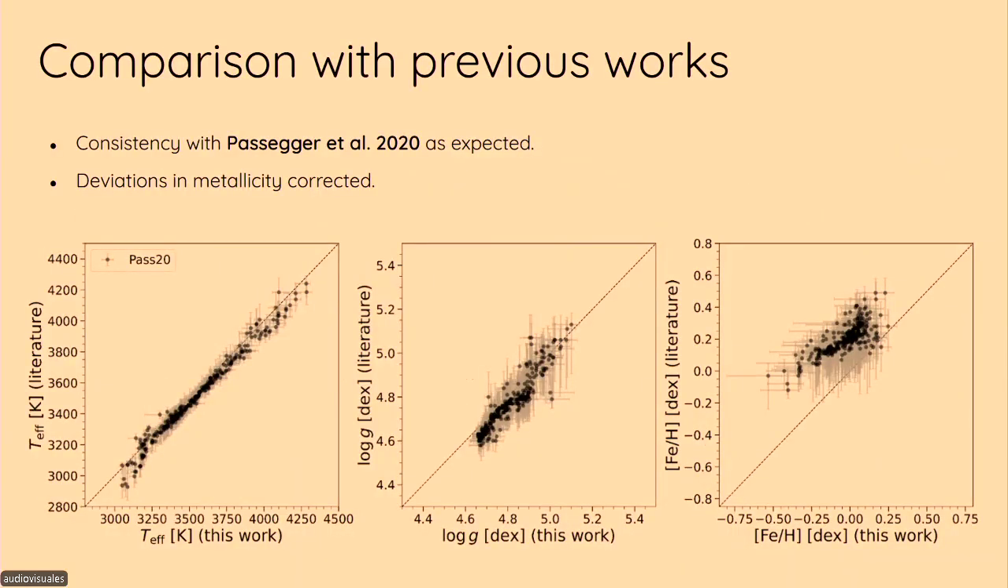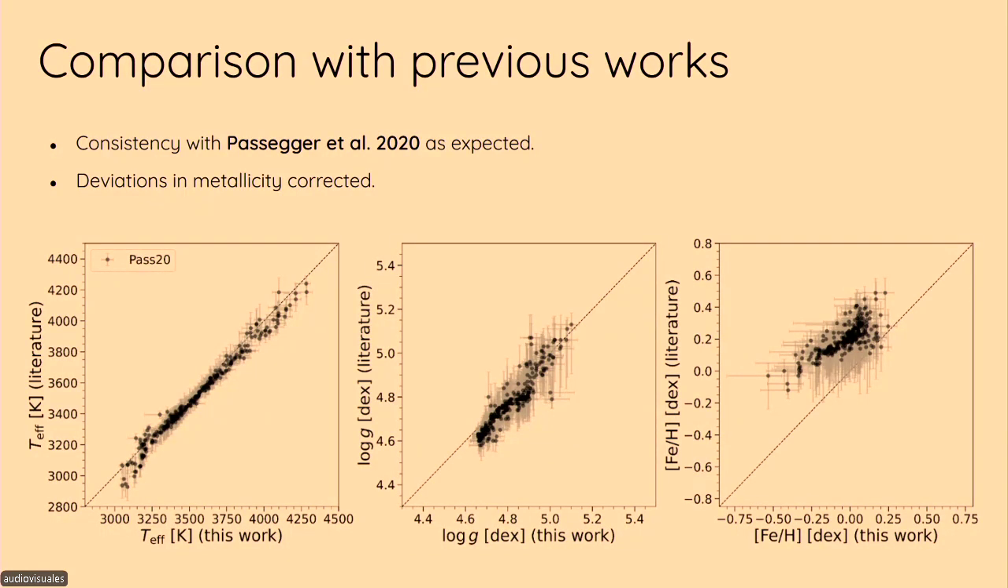And to compare our results with the previous works that I just mentioned, this is the comparison that I mentioned at the start of the talk, sorry. This is the comparison with the results from Passegger et al. 2020. In the x-axis, we have our estimations. In the y-axis, we have the estimations from the literature. First, we have the comparison for the effective temperature. In the middle, we have the surface gravity, and the third one is for the metallicity.